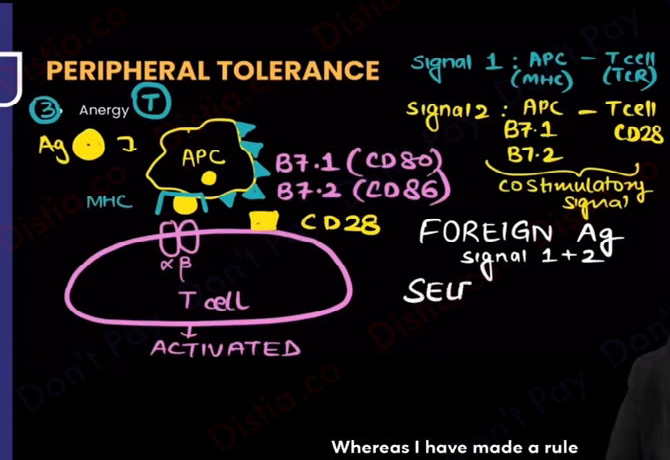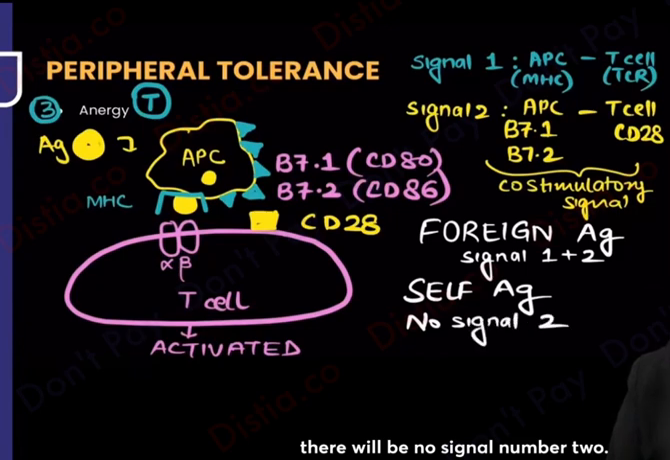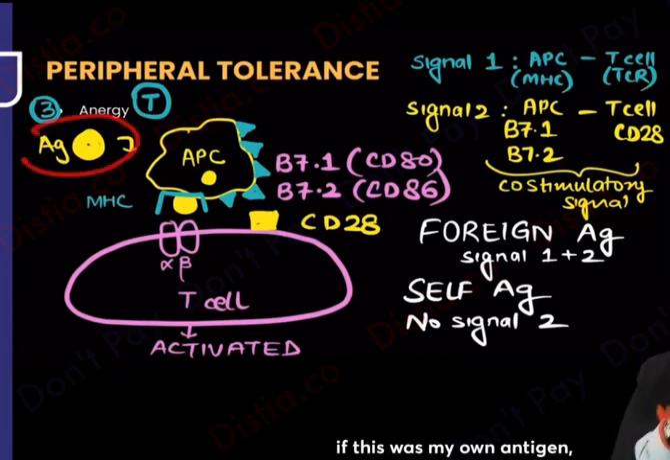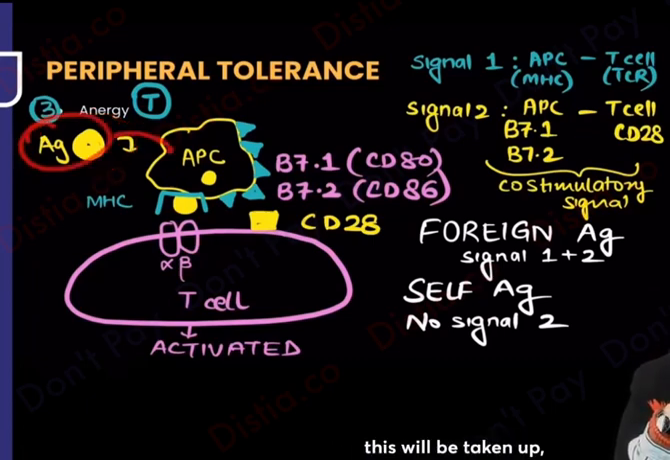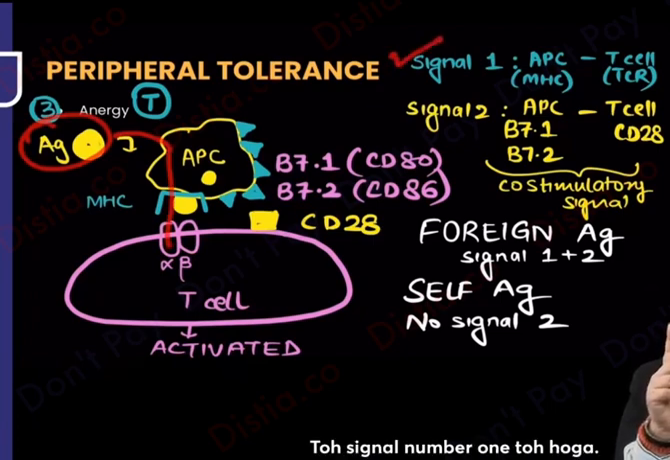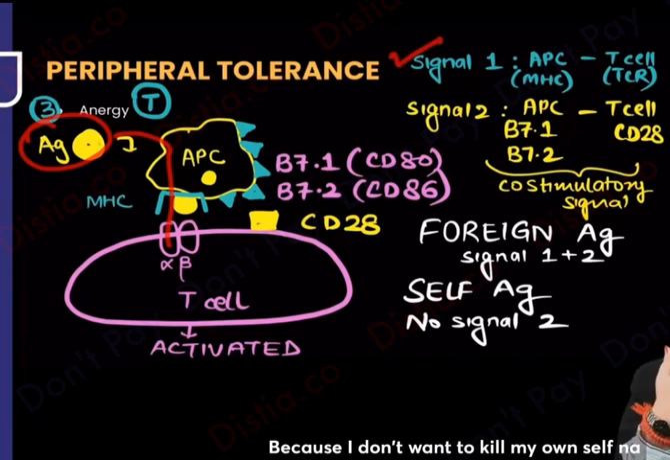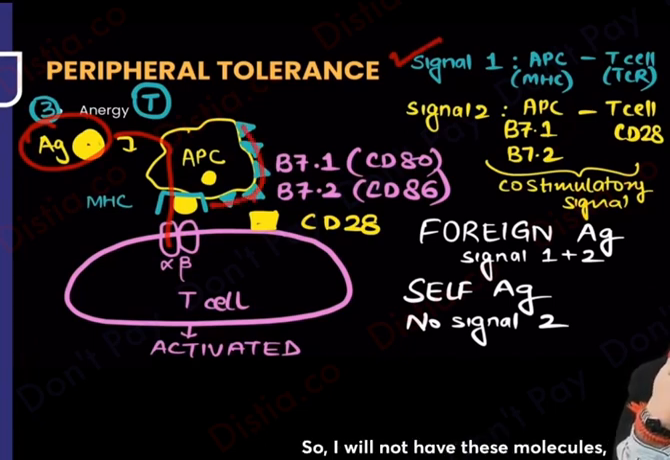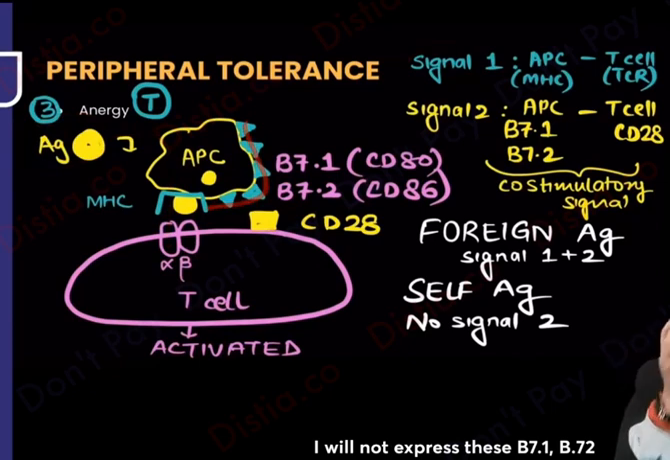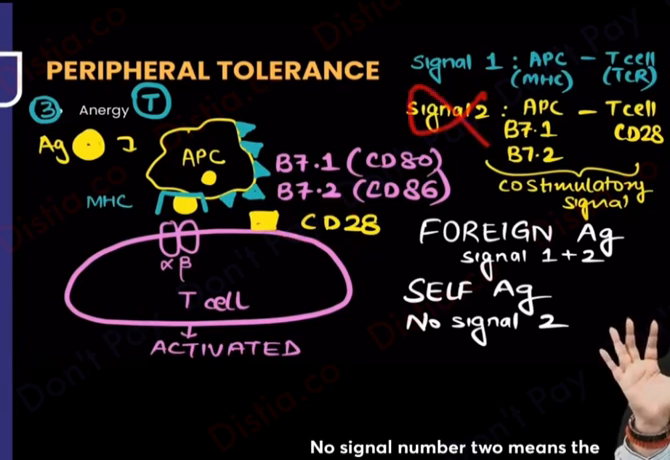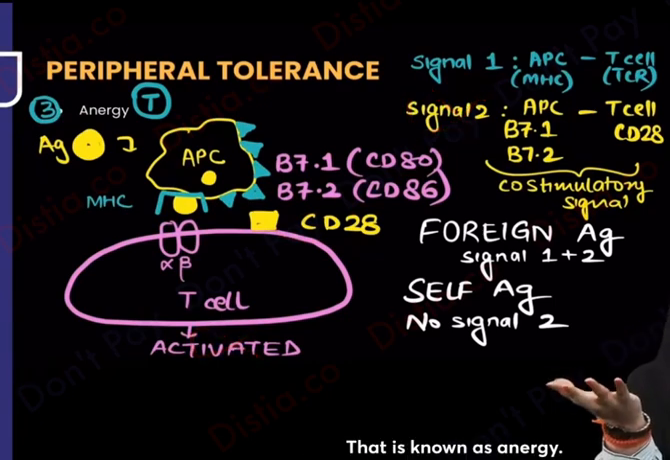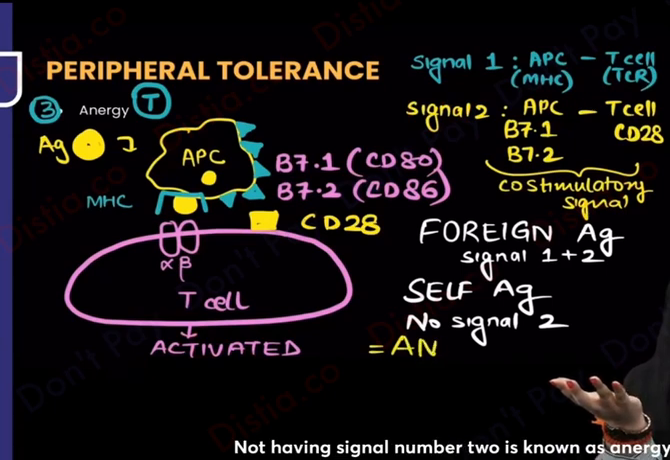Whereas I have made a rule that if I have a self antigen, there will be no signal number 2. So for example, if this was my own antigen, my own red blood cells, my own heart, my own joints, this will be taken up and presented. So signal number 1 is there. But what will I not do? Because I don't want to kill my own self, I will not express these B71, B72, and I will not have any of these molecules. As a result, there is no signal number 2. No signal number 2 means the T cell will never ever get activated. That is known as anergy. Not having signal number 2 is known as anergy.